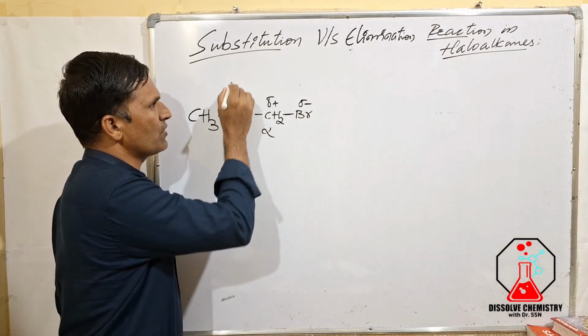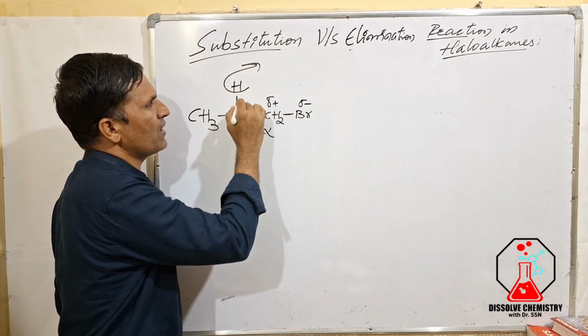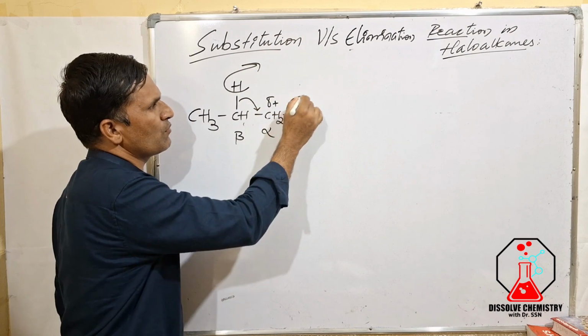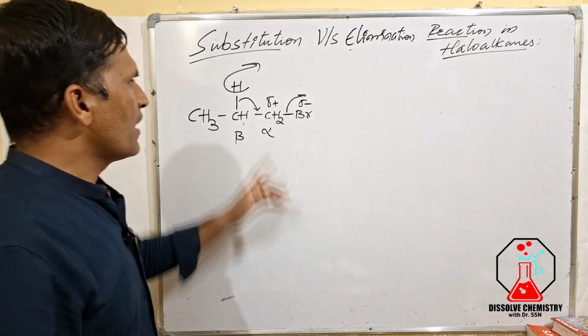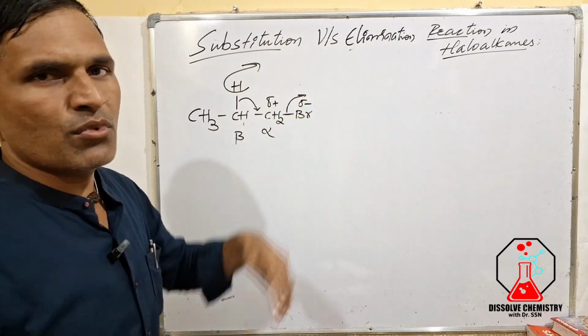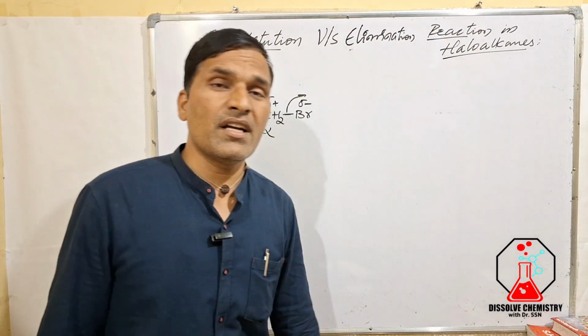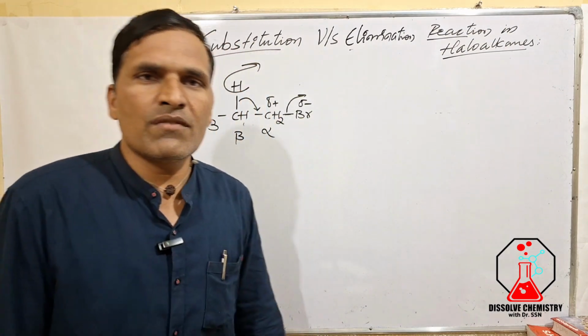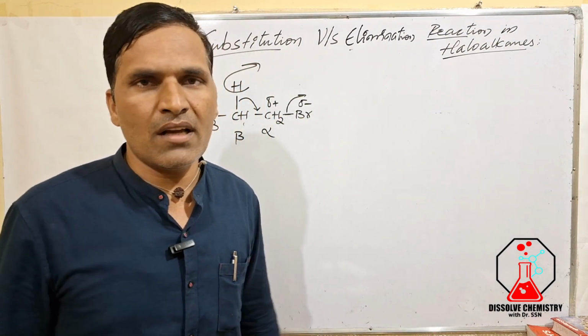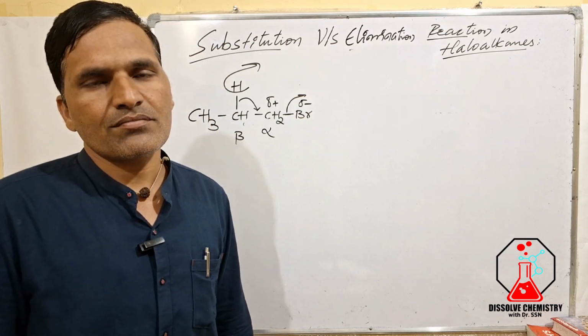See here how it is going to happen. If this proton is abstracted, the electrons shift and the bromine leaves readily. Hydrogen and halogen are both eliminated. We call this dehydrohalogenation, leading to the formation of the eliminated product, that is, an alkene.